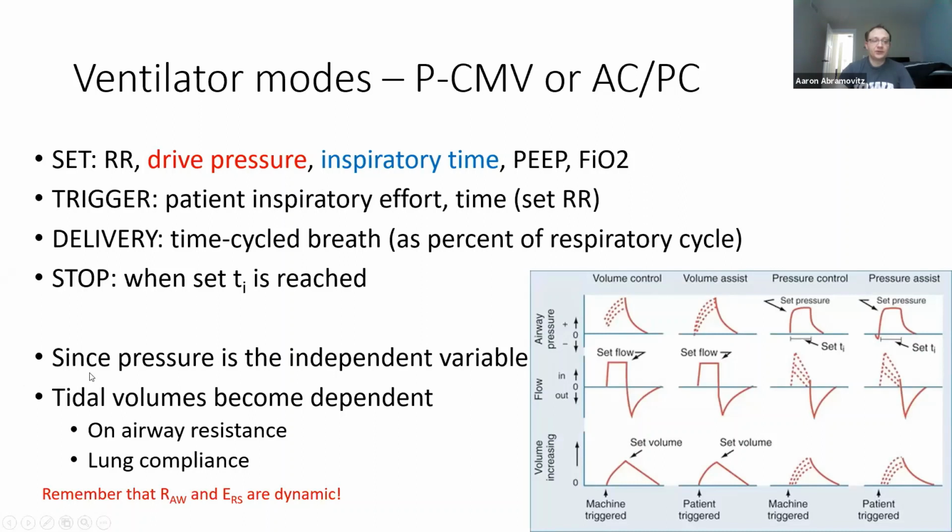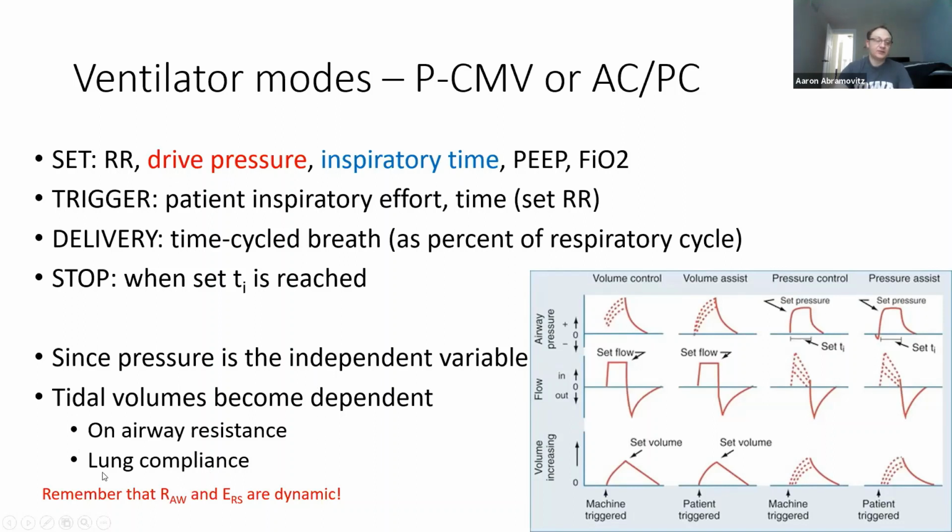So pressure being the independent variable here, tidal volumes actually become dependent. So in a pressure control mode, based on lung compliance and airway resistance, remember they're dynamic, you can have variable tidal volumes. For example, if a patient has bronchospasm all of a sudden and the airway resistance increases, they're going to get smaller tidal volumes. The vent is not going to compensate to increase the tidal volumes because you've set it just at one drive pressure.